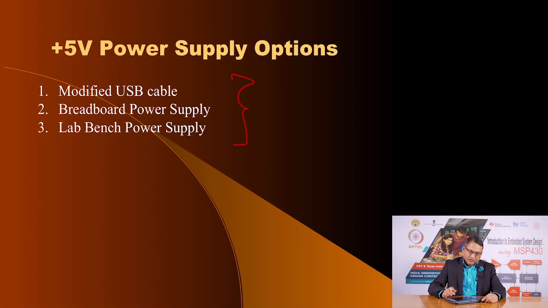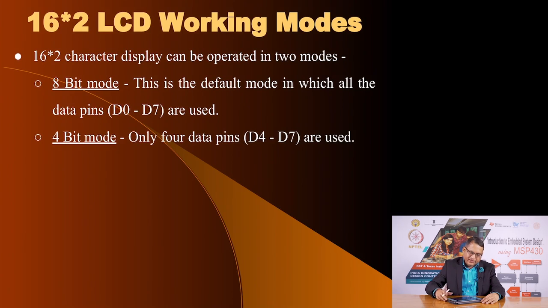The first method is to modify a USB cable that you may have, or if you search the internet you can get access to what is called a breadboard power supply, a small module that will fit into the power supply pins, the side pins of a breadboard, easily. Or if you have access to a lab power supply you can set it to 5 volts and you can use it to power your LCD also. I will come to that in a brief moment, but let us go back to the interface of the LCD.